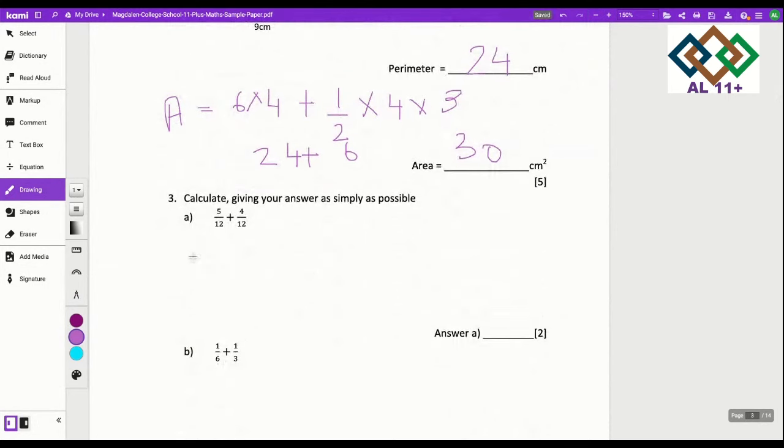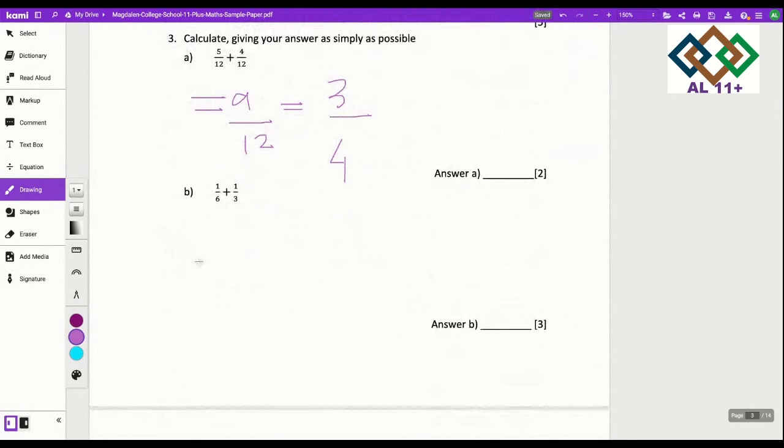And the next one is you just have to calculate the fractions. So in this one, because the denominator is same, you just add the top. 5 plus 4 is 9 by 12, and they told you to simplify that. So try looking at which table you get both of them. That's 3 table. So you will get 3 by 4.